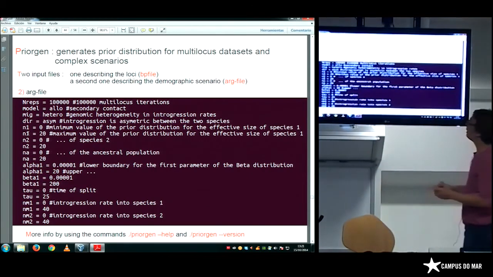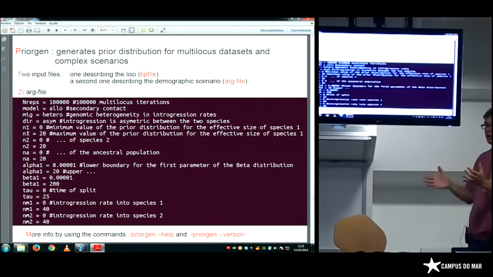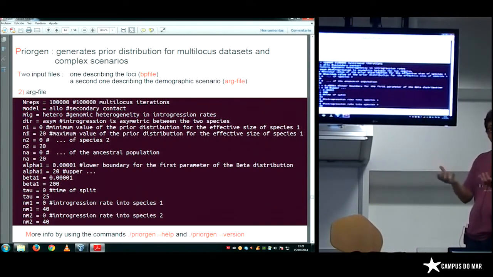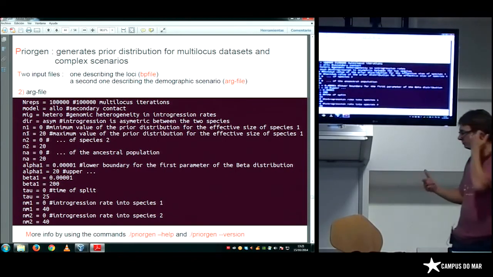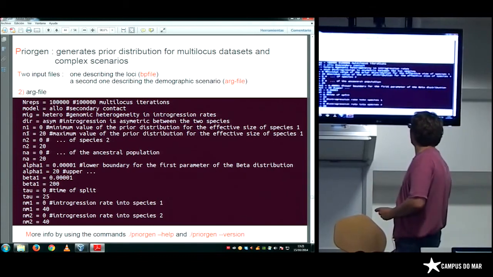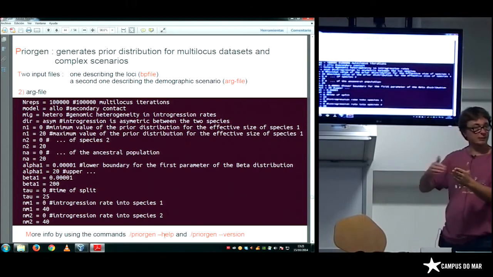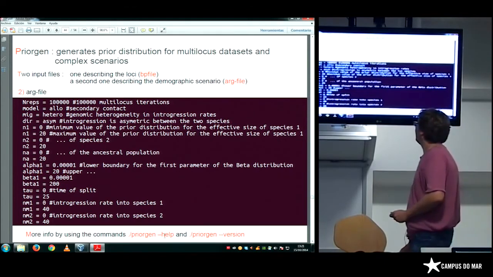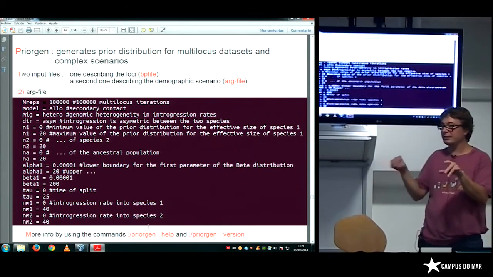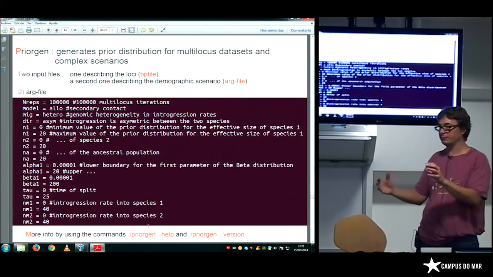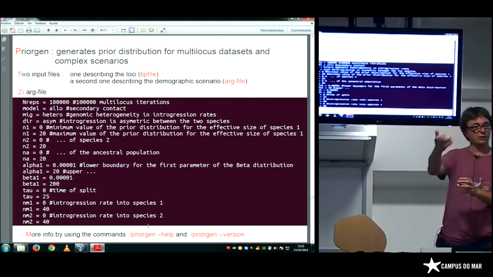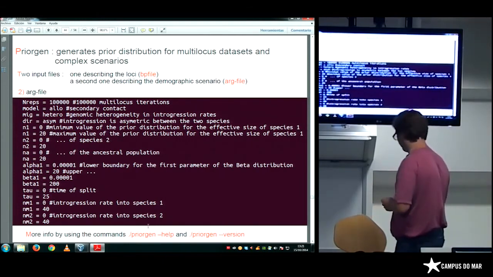Okay? So this gives to the program PriorGen how to sample in the prior distribution. So you have to give values to these arguments. So you can ask for the help of PriorGen that explains all the arguments. And you can type the arguments directly in the command line, and then you don't have to call the arg file.